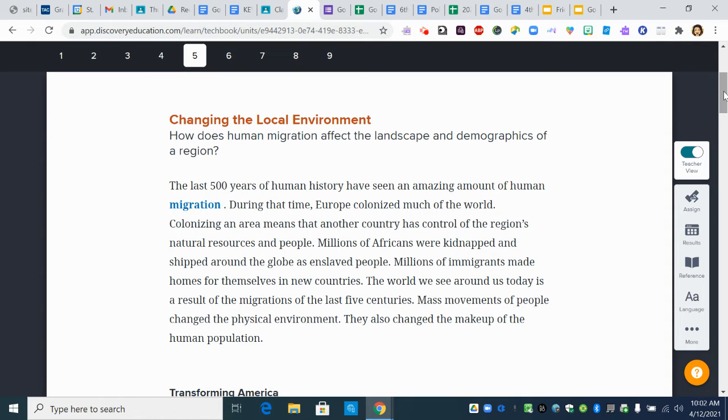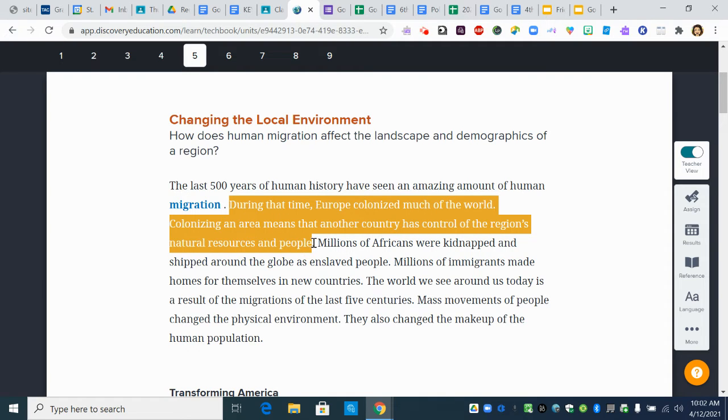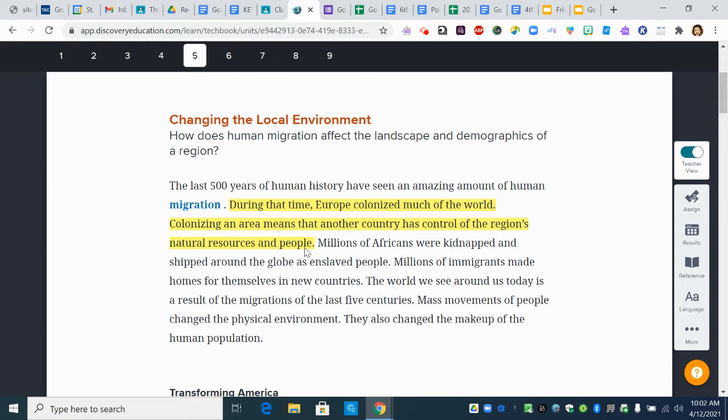Okay, the last 500 years of human history have seen an amazing amount of human migration. During that time, Europe colonized much of the world. Colonizing an area means that another country has control of the region's natural resources and people. I'm going to highlight that. Millions of Africans were kidnapped and shipped around the globe as enslaved people. Millions of immigrants made homes for themselves in new countries. The world we see around us today is a result of the migrations of the last 5 centuries.